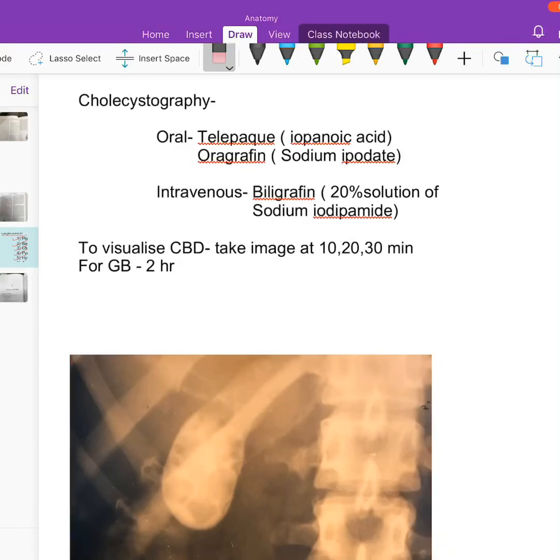Welcome students. Today we will study the remaining part of radiology of abdomen and pelvis.